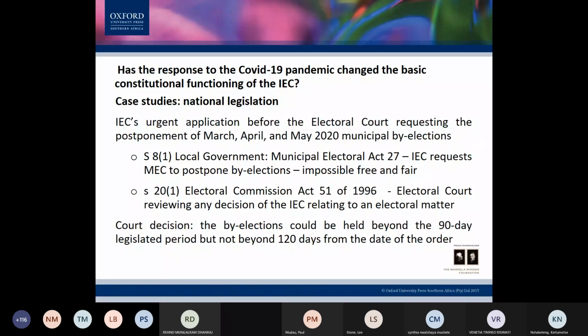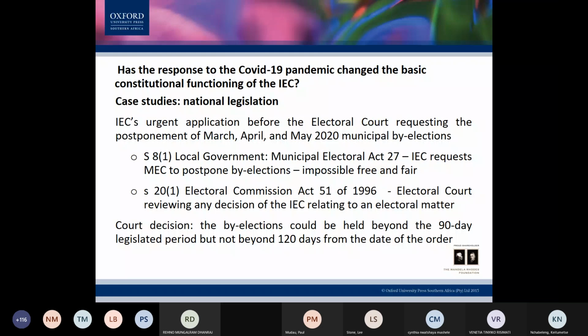So in this case study, I'm referring to what happened last year when COVID-19 was declared a national disaster by the president on the 15th of March 2020. He went on to impose the lockdown that came into effect on the 27th of March 2020. And mind you, the IEC had already set its electoral calendar that in March, April, May 2020, it would hold municipal by-elections. So by-elections are different to municipal elections or local government elections.